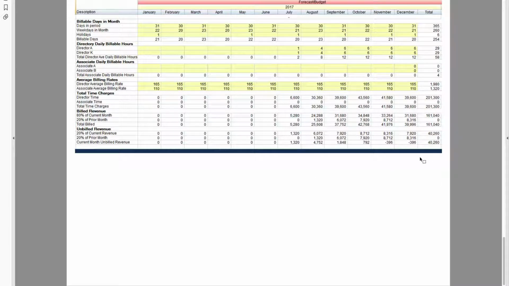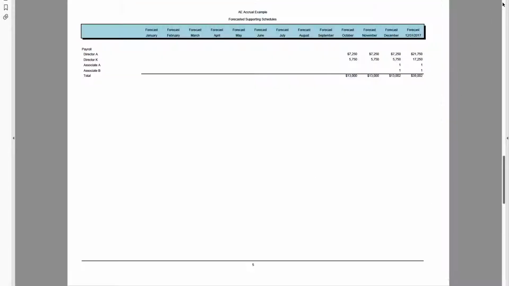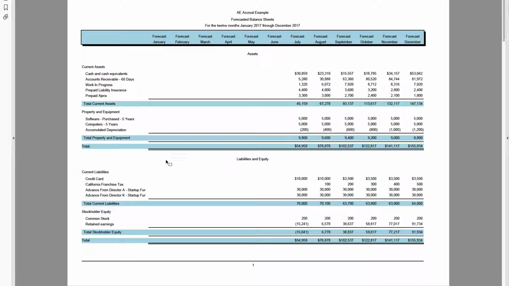And with that, we've walked through the detailed pages of a startup engineering firm financial forecast. If you have any questions, please give us a call.